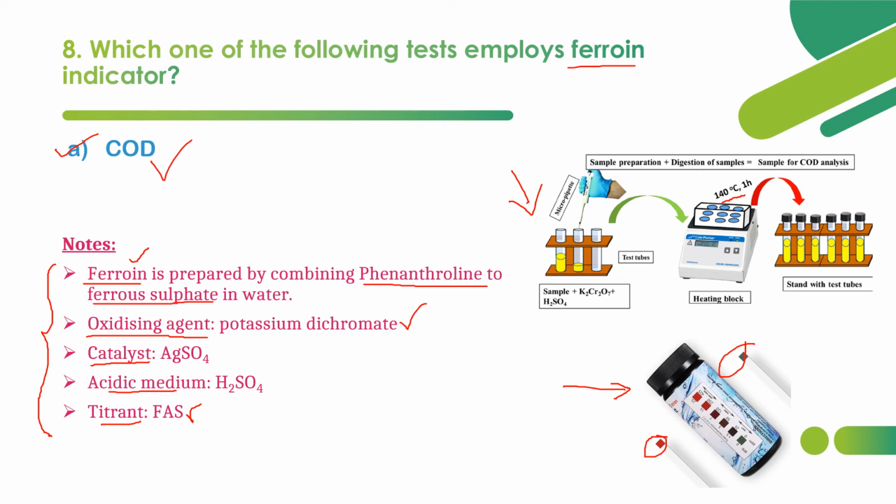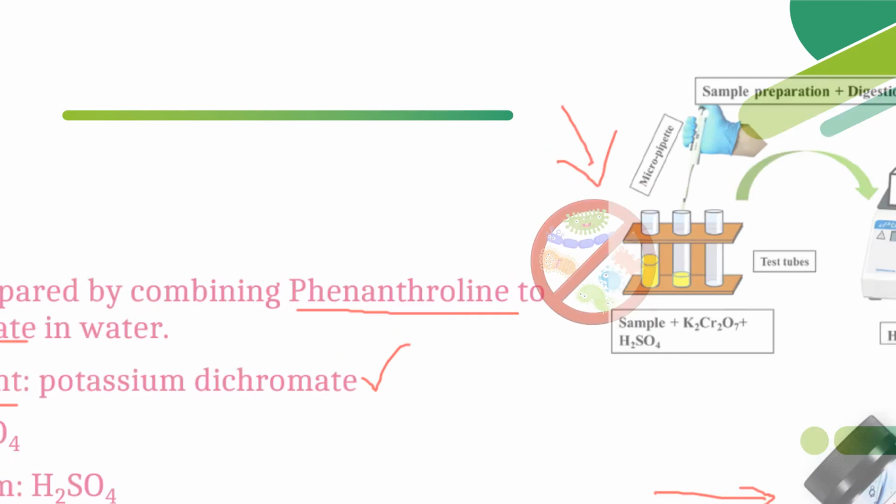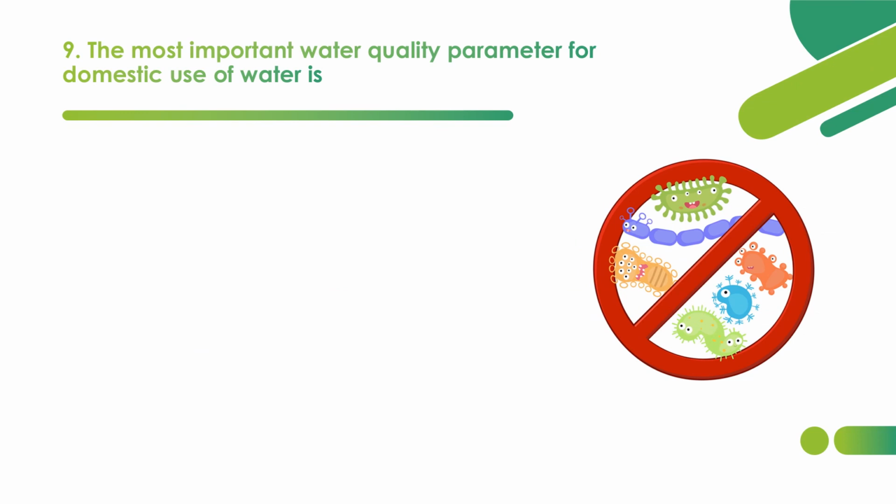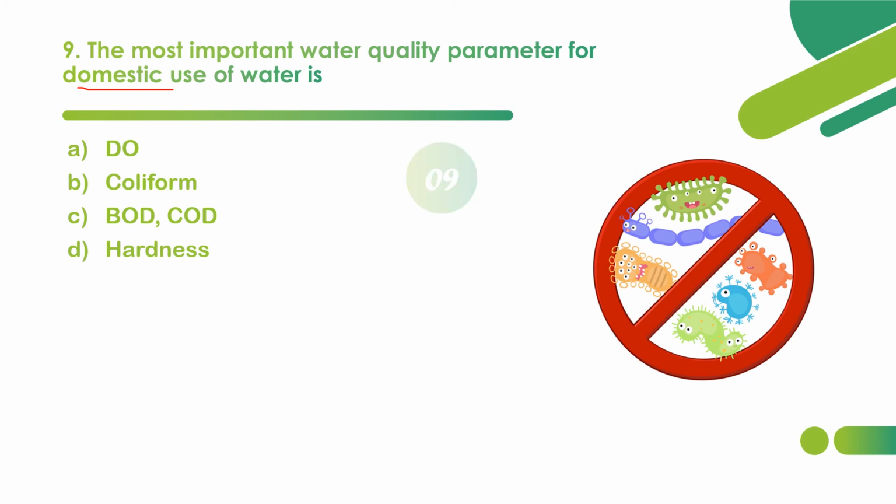Now let's move on to the ninth question. The most important water quality parameter for domestic use of water is: option A, dissolved oxygen; option B, coliform; option C, BOD COD; option D, hardness. So what is the most important water quality parameter that has to be checked before consumption of drinking water? This is an easy question and most likely to be asked also.